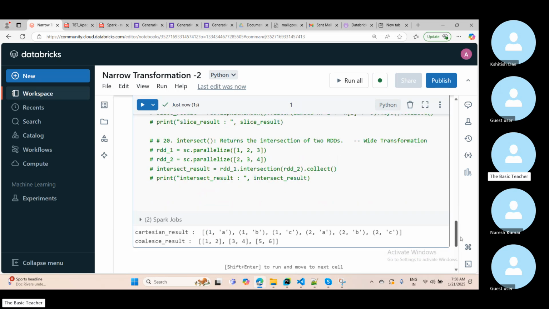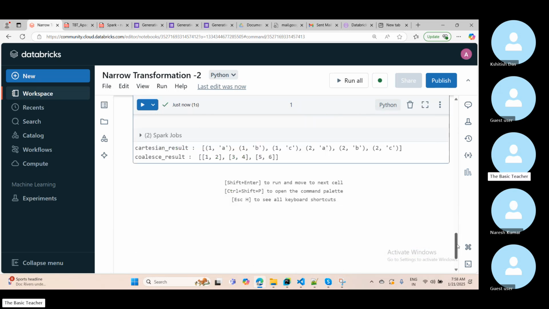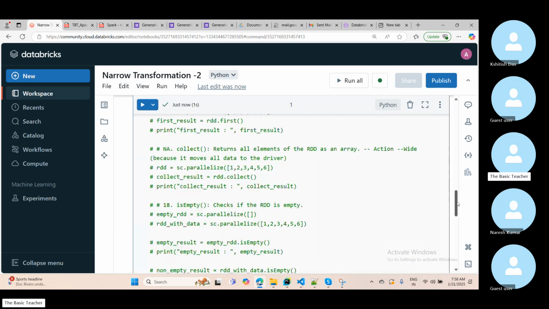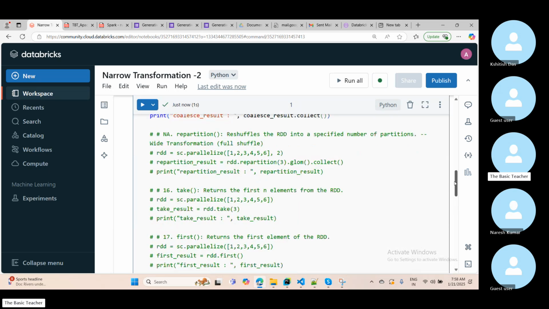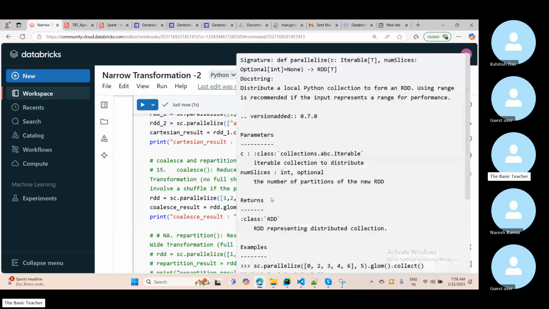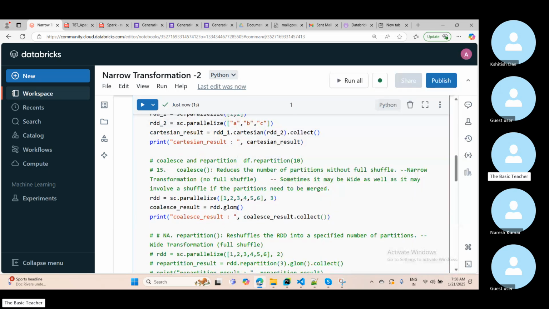This is having 3. How 3? Because while creating the RDD, we gave 3 partitions, right? So this, with its default nature, is coming with 3 partitions. But when we do coalesce, that means it is trying to reduce the number of partitions to 2. Then data will be redistributed into 2 partitions.